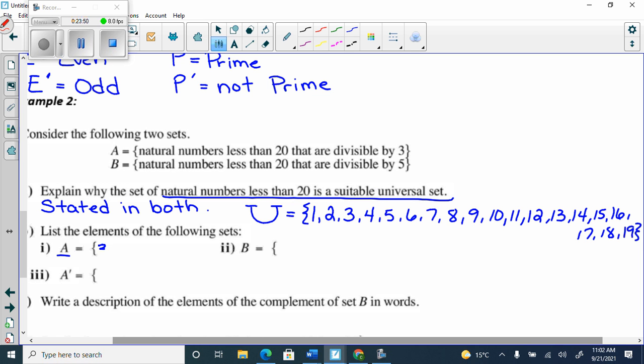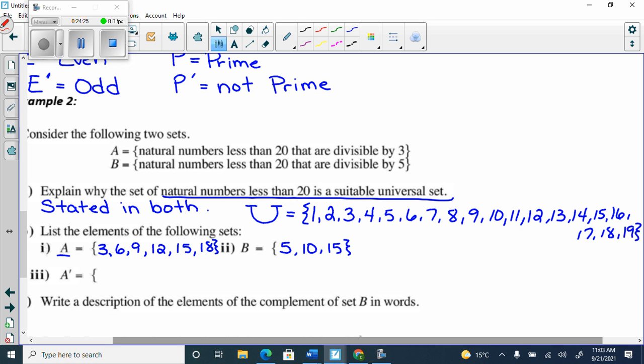3. Divisible by 3 means you divide it by 3 and you get a whole number, right? Or integer. 3, 6, 9, 12, 15, and 18. B are the ones that are divisible by 5. So which of those in the universal set are divisible by 5? 5, 10, 15.